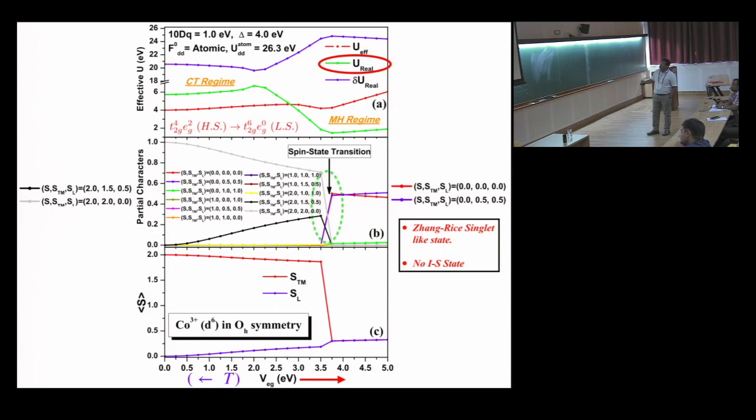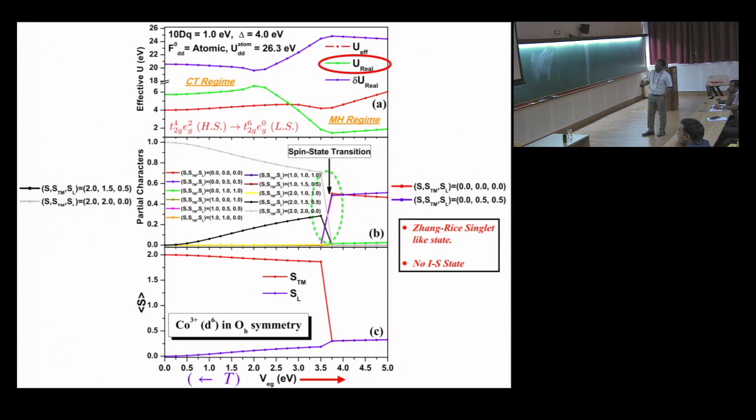Then slowly as you increase this hopping or equivalently decrease temperature, this goes through a transition and drops down to a much smaller value. Here, of course, U is much smaller than delta. So this is my classic Mott Hubbard regime, which are like the early transition metals. These are like the late transition metals.